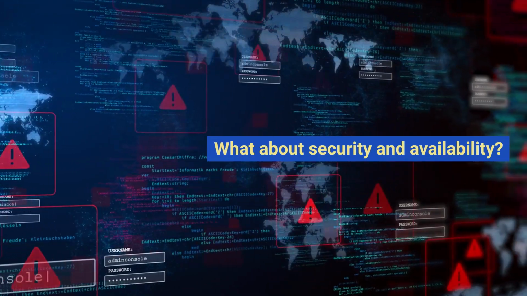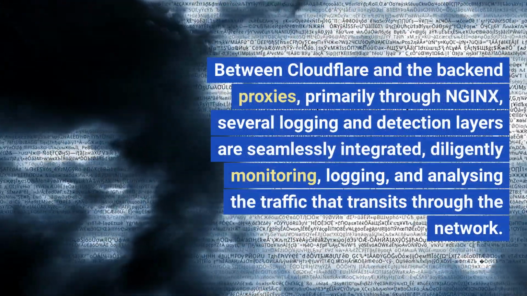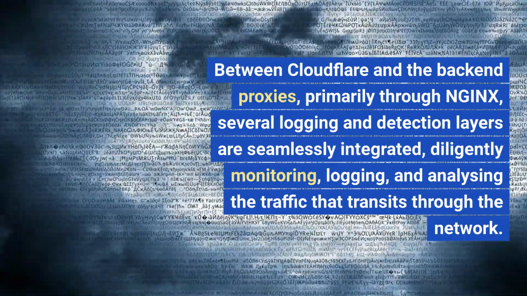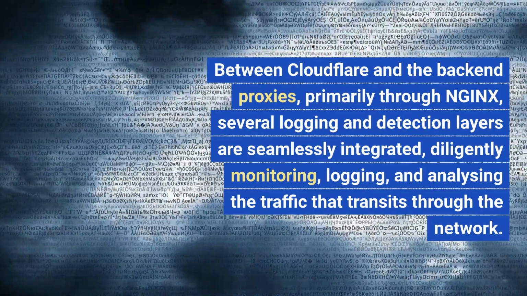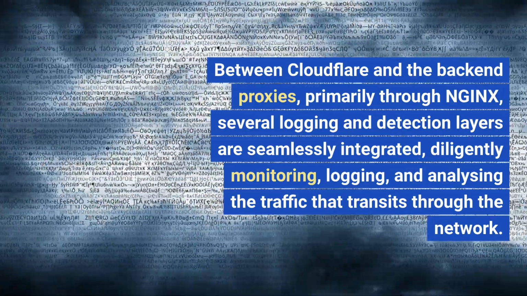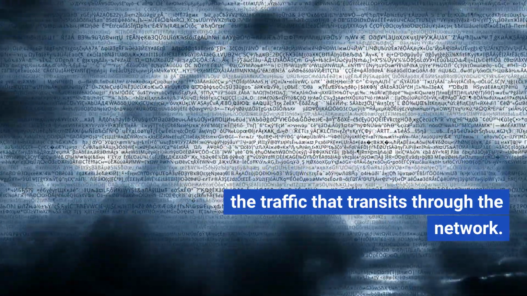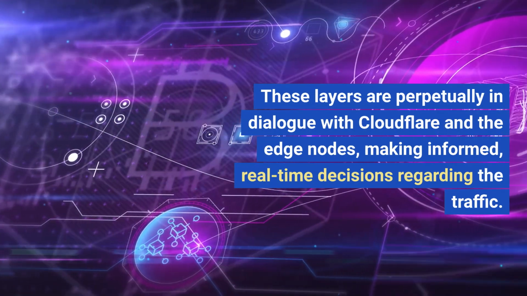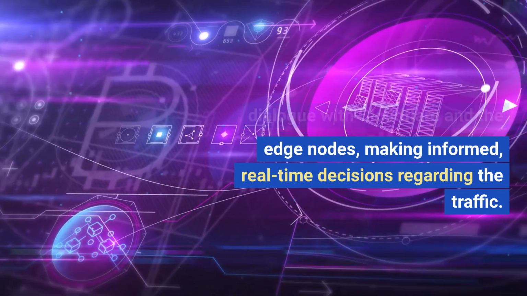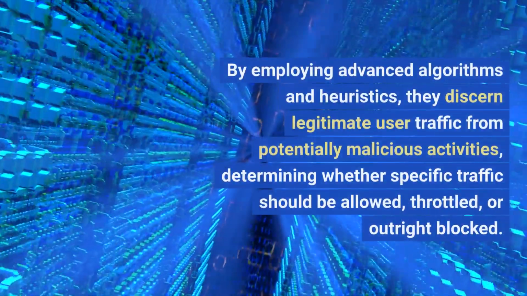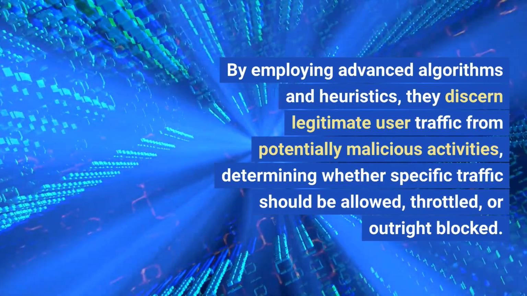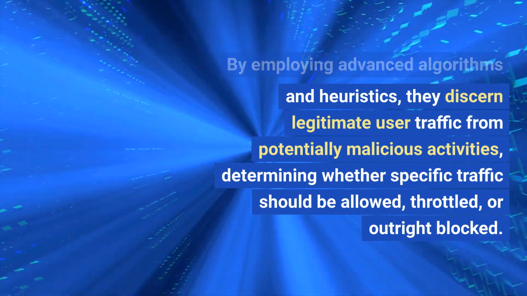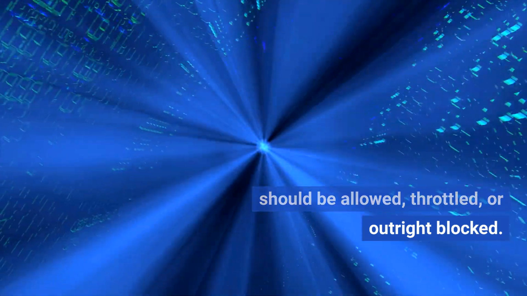What about security and availability? Between Cloudflare and the back-end proxies, primarily through NGINX, several logging and detection layers are seamlessly integrated, diligently monitoring, logging, and analyzing the traffic that transits through the network. These layers are perpetually in dialogue with Cloudflare and the edge nodes, making informed real-time decisions regarding the traffic. By employing advanced algorithms and heuristics, they discern legitimate user traffic from potentially malicious activities, determining whether specific traffic should be allowed, throttled, or outright blocked.